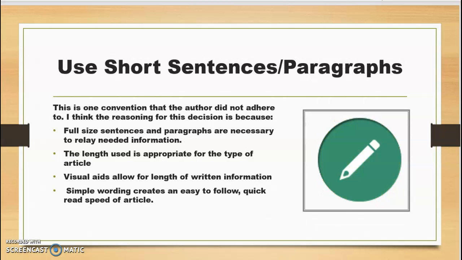Use short sentences and paragraphs. This is one convention that the author did not adhere to. I think the reasoning for this decision is because full-size sentences and paragraphs are necessary to relay needed information. The length used is appropriate for the type of the article. Visual aids allow for length of written communication by breaking it up. Simple wording creates an easy-to-follow, quick read speed of article despite it being full length.